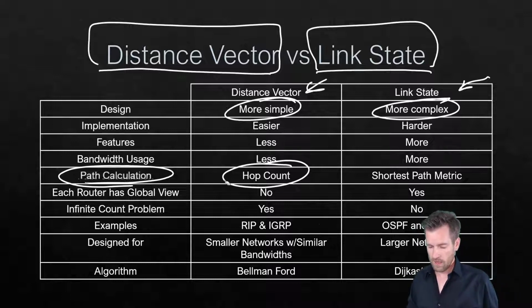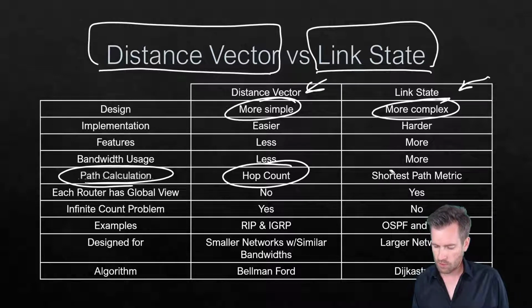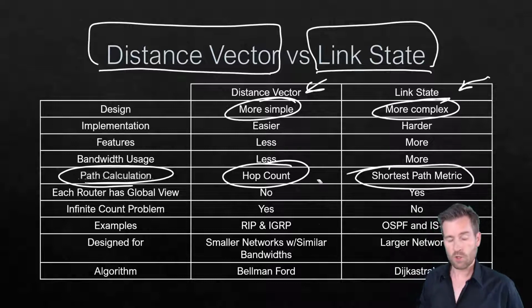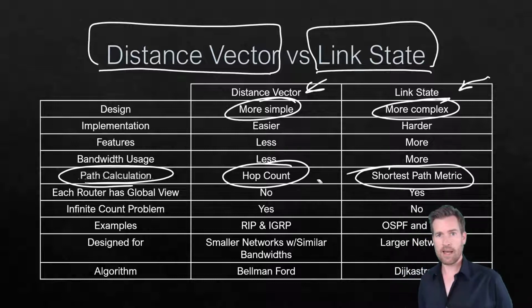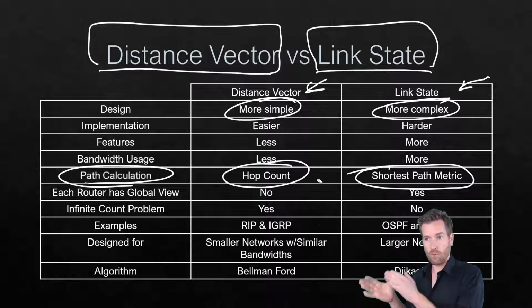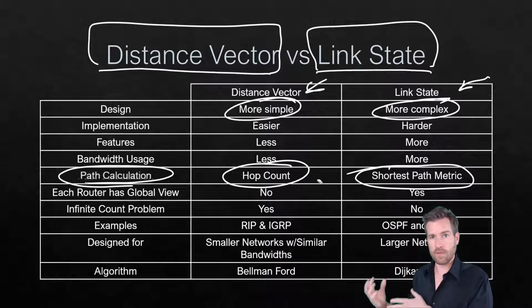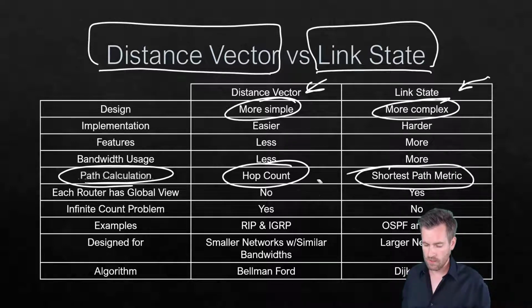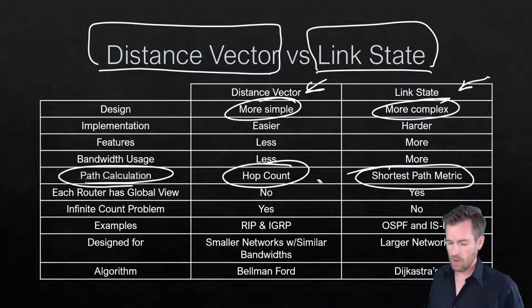Versus link state uses what's called shortest path first, or shortest path metric, which calculates a lot of different factors on what is going to be the best route, to include bandwidth. Bandwidth is a huge one that plays a factor into which route am I going to go. So that's shortest path metric with link state.